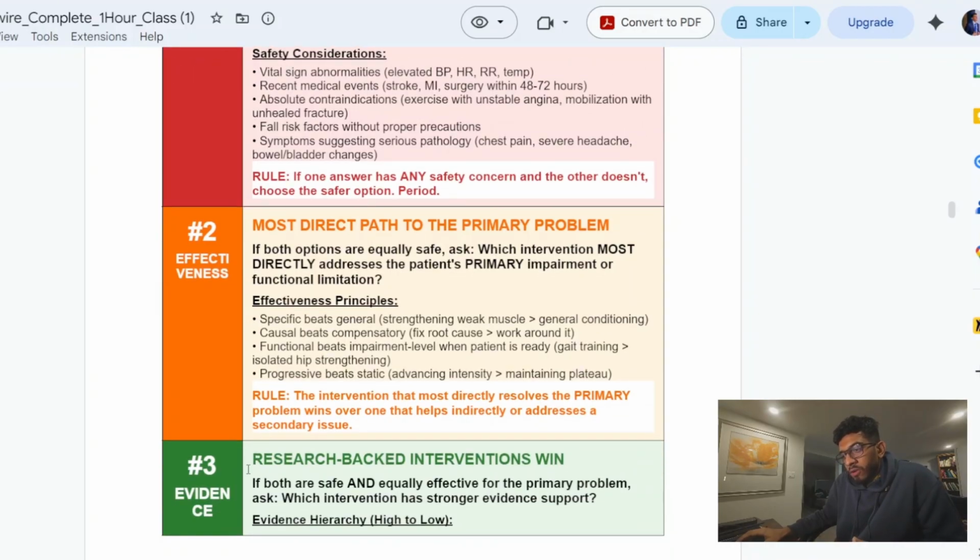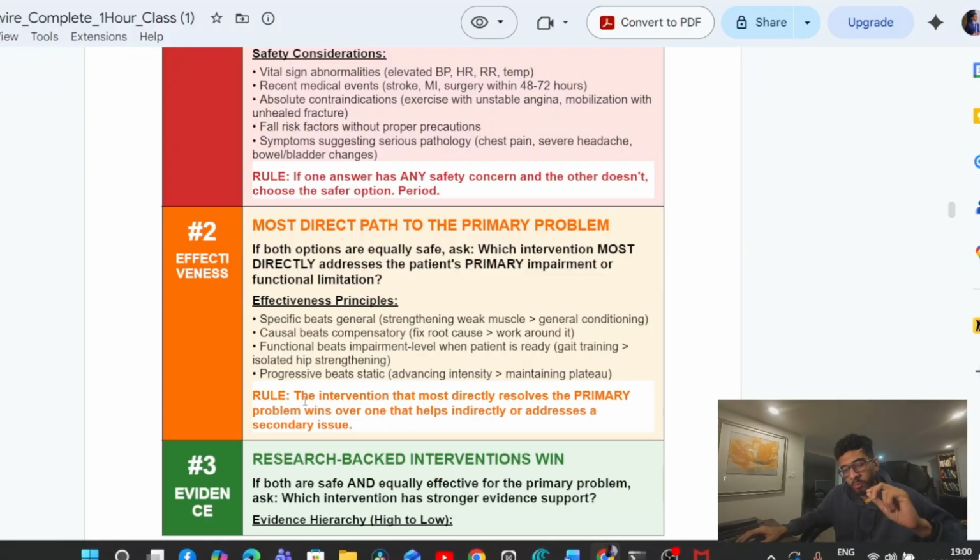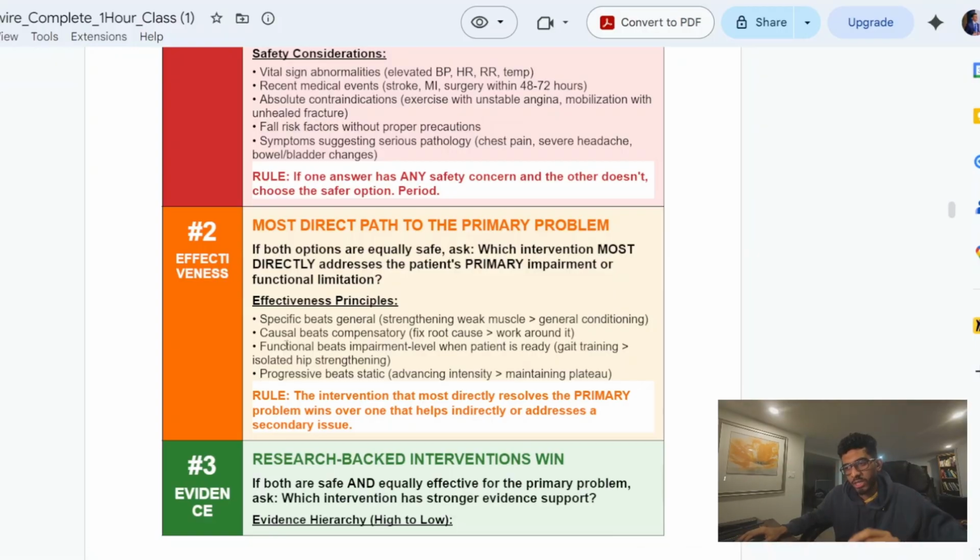Then you're coming into what is the most research-backed intervention. So you think that both are safe, both are effective, and then you're looking at which of them has the most evidence. So if both are safe and equally effective for the primary problem, ask which intervention has the strongest evidence support.